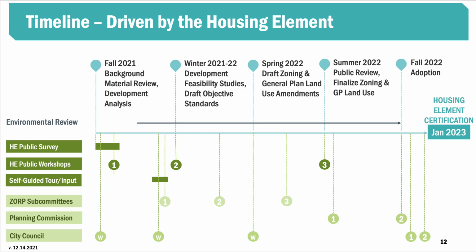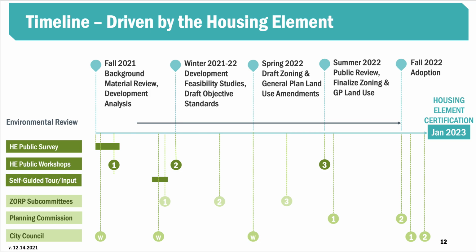In winter of 2021-22, we will begin drafting the standards and prepare development feasibility studies to analyze these standards. There will be additional opportunities to provide input as part of a self-guided tour, and we will hold a second housing element workshop on the evening of January 27th. A joint subcommittee of the ZAB and Planning Commission will meet to provide feedback to staff and consultants on materials as they are drafted. Draft zoning ordinance and general plan amendments will be available for public review in late spring or early summer of 2022.